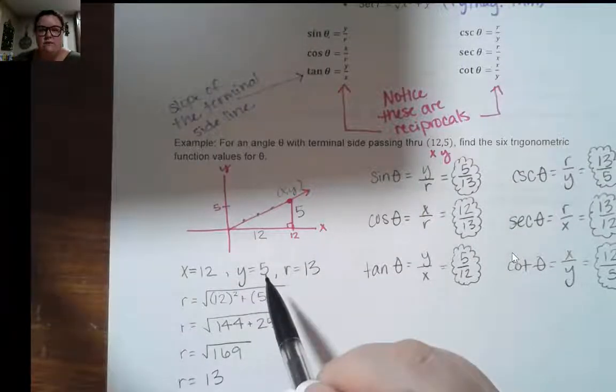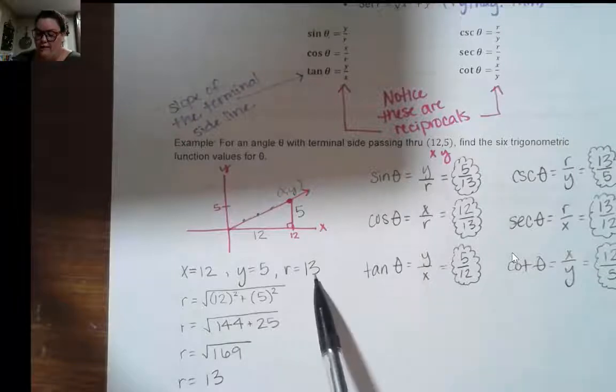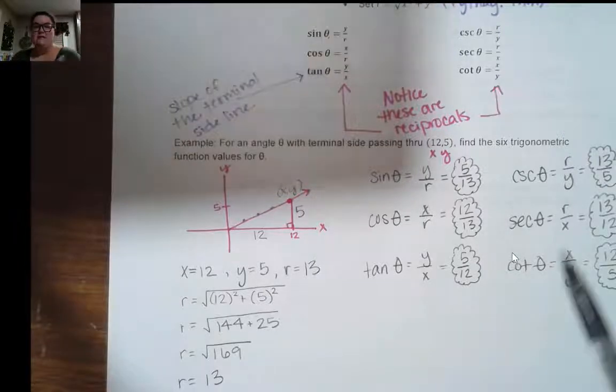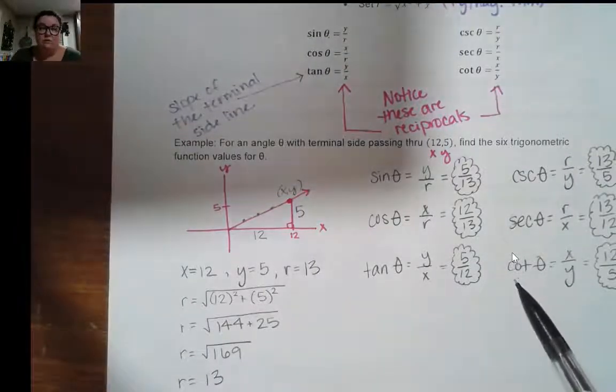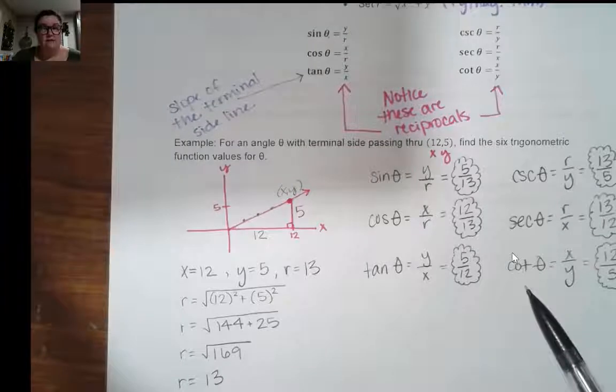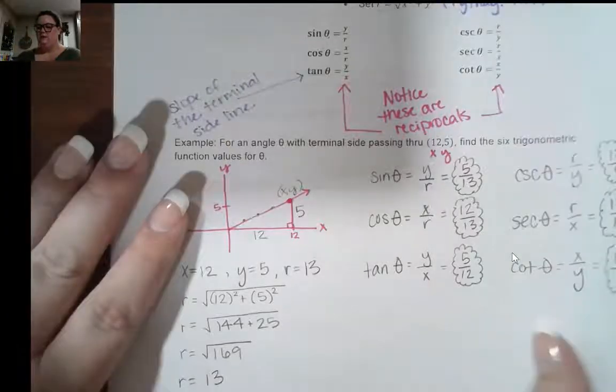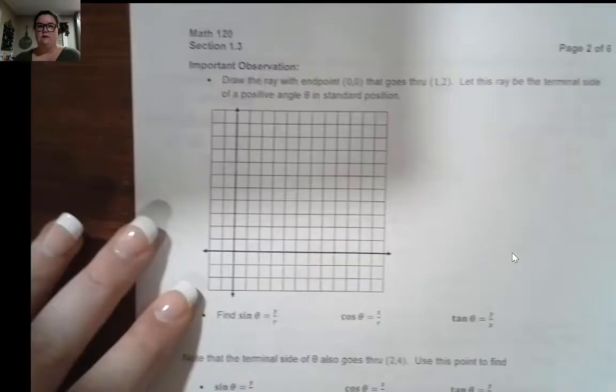And then also I'm going to show you what it looks like when our r value doesn't come out nice. Like this one came out to 13. Oh, that was pretty, and it made all these pretty fractions. But if we get something that has a radical, then we're going to have to rationalize the denominator for each of our little trig function values. Okay? All right. So let's look at page 2 and see what it says.